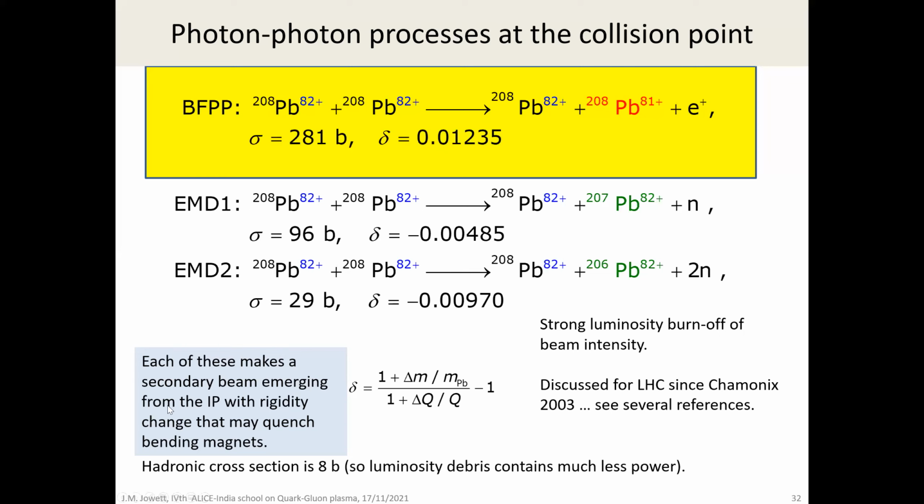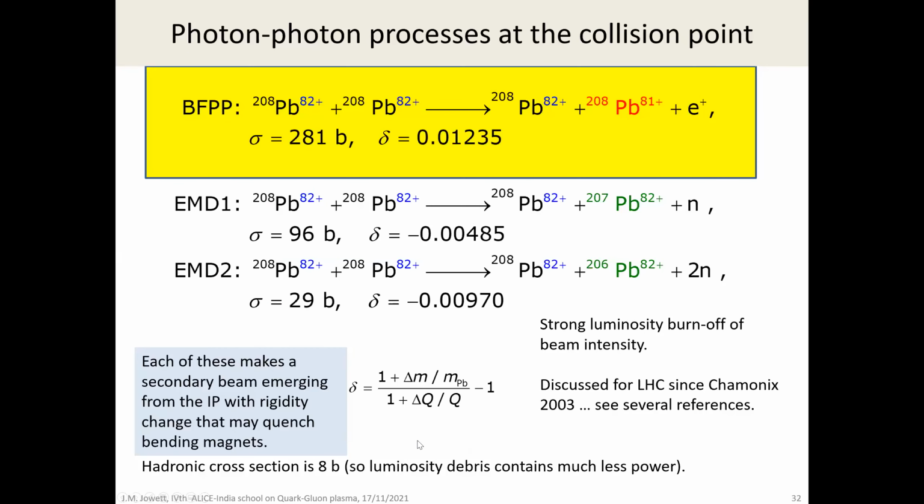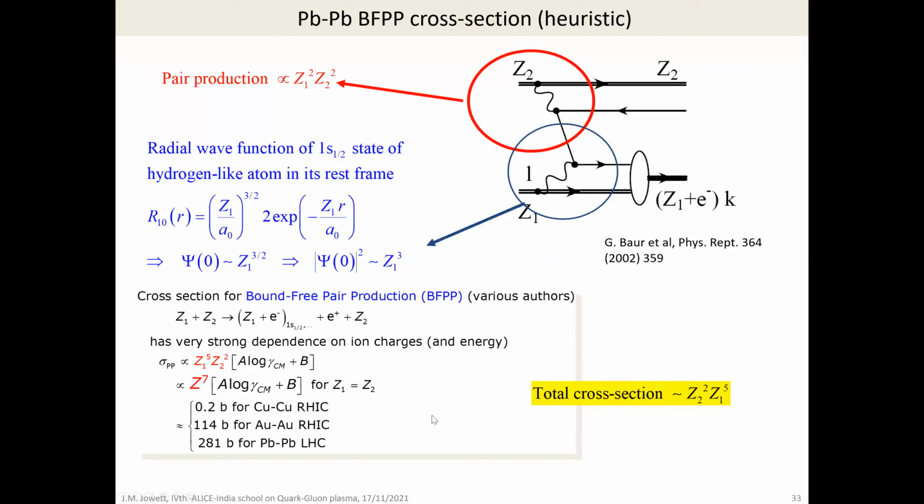What this means is that we have secondary beams of modified ions emerging from the IP with a rigidity change delta. In the case of BFPP, it's about 1%, which means that these ions are bent differently in the bending magnets and are actually lost and can potentially quench the bending magnets. So, these beams actually contain significant power.